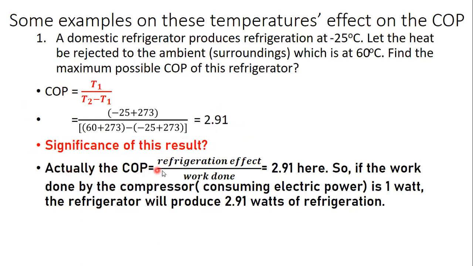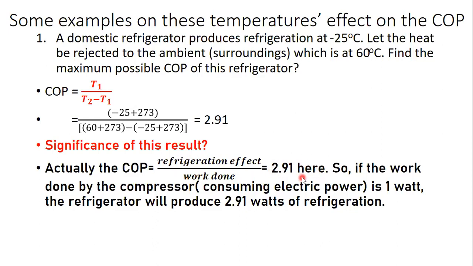Actually, the COP is given by refrigeration effect divided by work done. In the previous session, we defined the COP of a refrigerator as the desired output divided by the amount of expenditure. The desired output of a refrigerator is the refrigeration effect produced by it, and the expenditure is the net work done by the compressor. So the refrigeration effect divided by work done is 2.91 here.